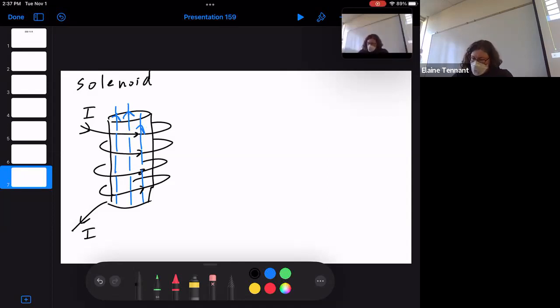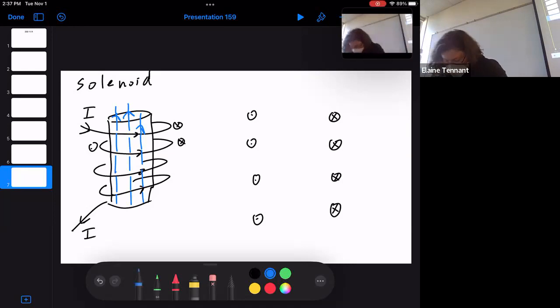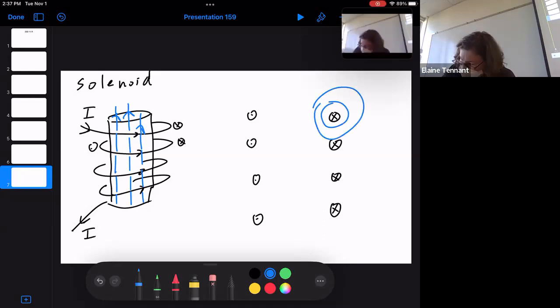So if I just wanted to talk about bits of wire, like each of these loops of wire, I have current going into the page on one side, and I have current coming out of the page on the other. So here's my current going into the page, my current coming out of the page. Sound okay? Each one of those wires wants to make a magnetic field like that. This one is going this way. And this one is going this way.